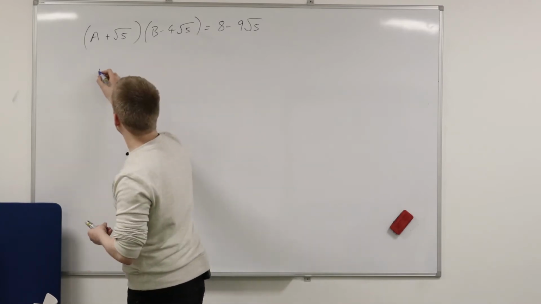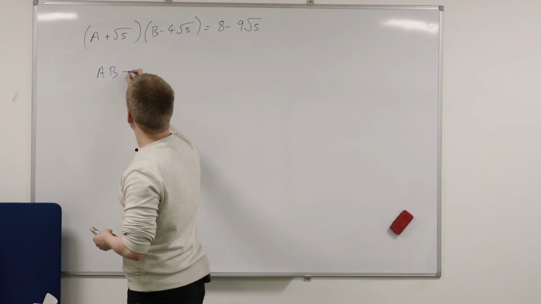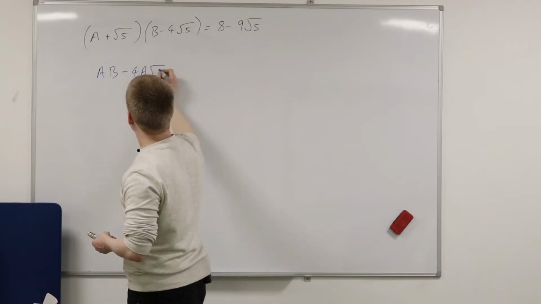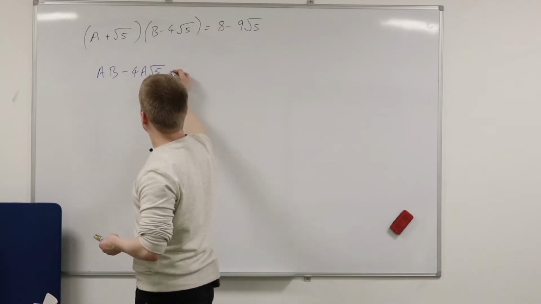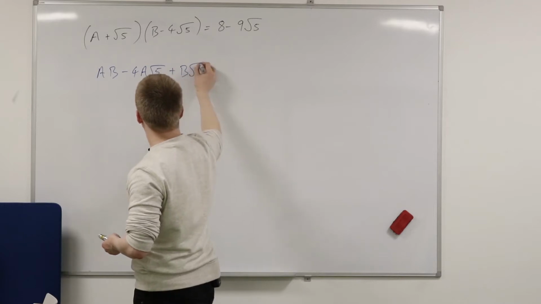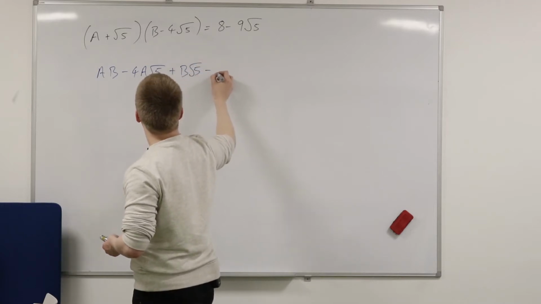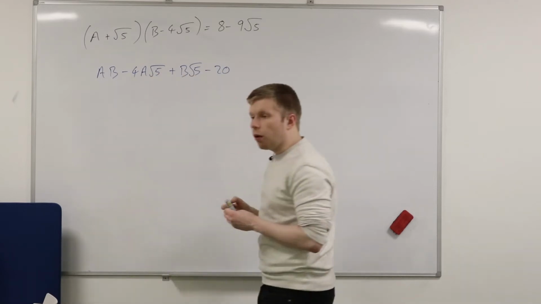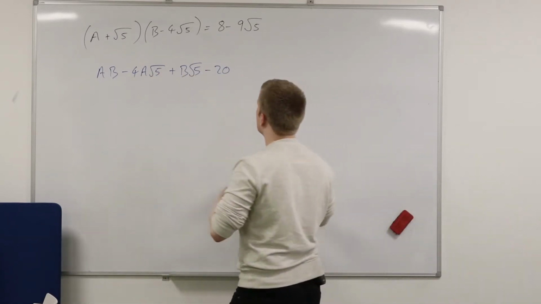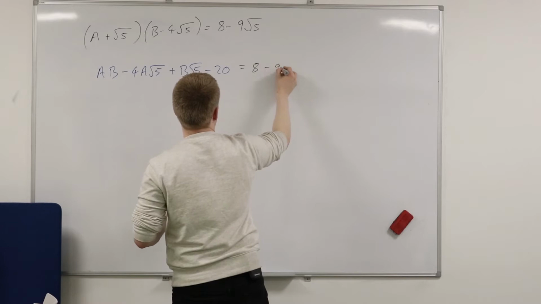AB. Good. Minus 4A root 5. Yeah, good. B root 5 plus B root 5. Good. Minus 20 equals, yeah, exactly, equals that lot. Okay, equals that lot. So I'm just going to keep that on the left-hand side for the time being.